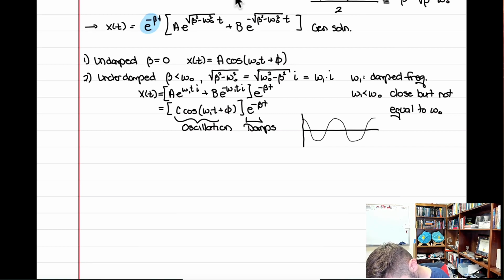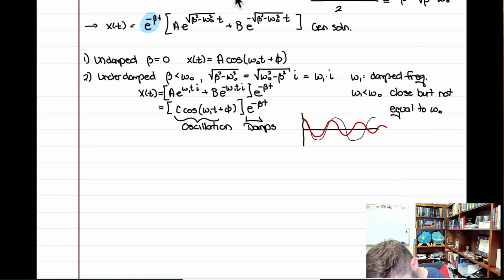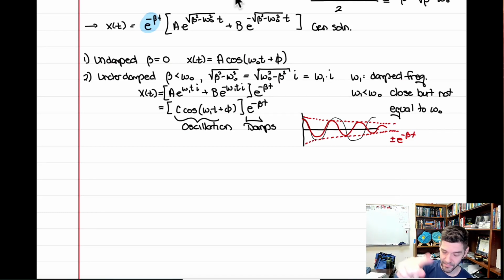But with dampening, we might expect something that does that overall. It gets smaller and smaller and smaller because of that exponential, and you actually can show that everything is kind of bound within these two brackets that are shrinking, where those dotted lines are plus or minus e to the negative beta times t. Since the cosine can only be at most equal to 1, it would be plus or minus whatever the value of c is times e to the minus beta t.